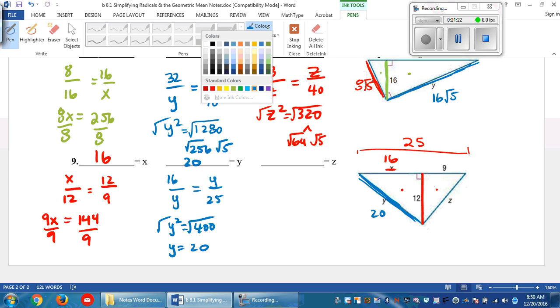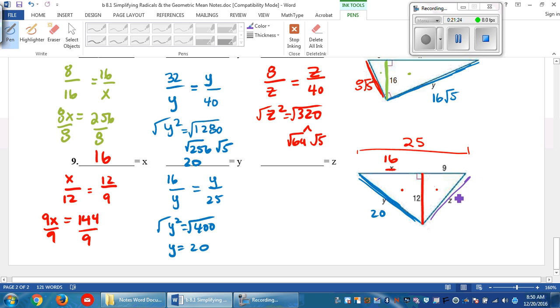And last but not least, the z side over here between the small and the large. So z is the shared side between 9 and 25. So z squared is equal to 225, and another one on our chart. So it's 15.